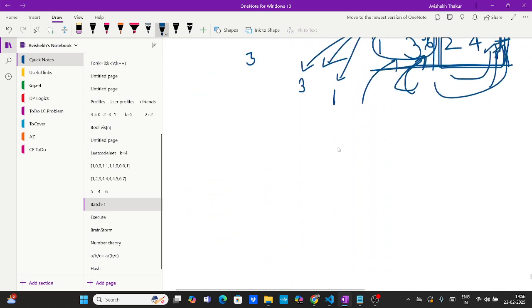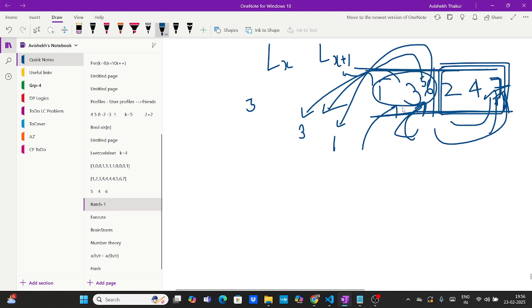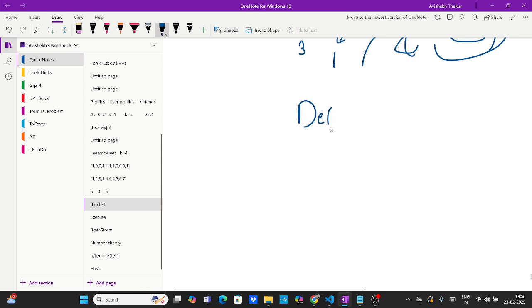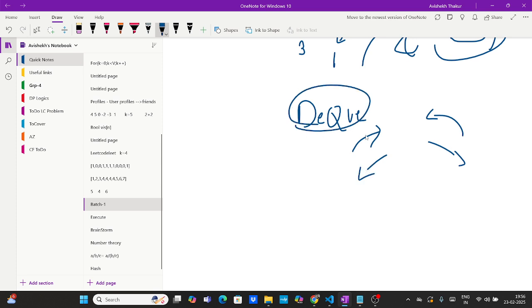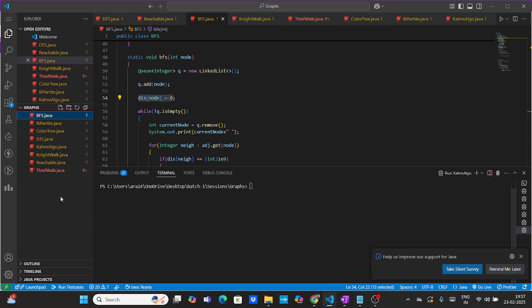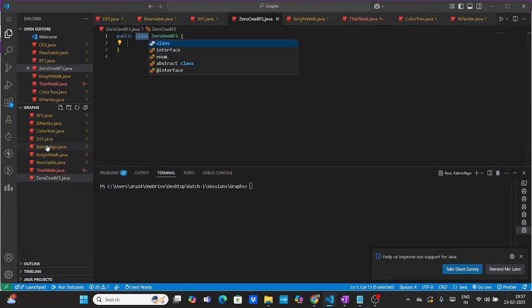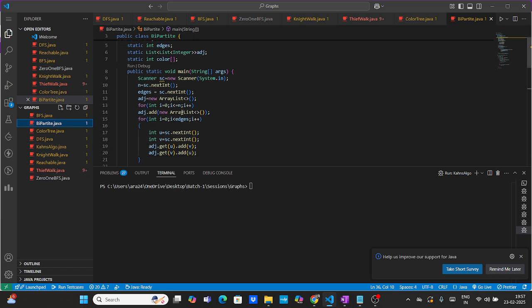So question to you guys, which data structure is made for this? DQ. Exactly. You can add in both front and back in a DQ. You can add it from here, you can remove it from here. Right? So let's use DQ. Okay? 0, 1. We'll take it from here itself.